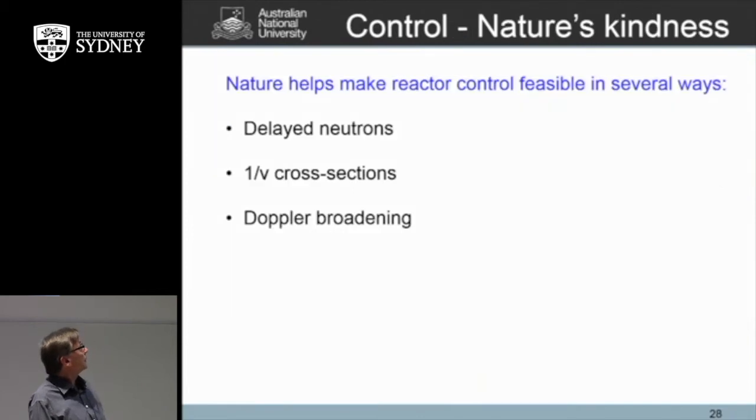All right, now, we want to control the reactor. We want to maintain k near 1. And nature has been very kind to us in a number of ways, and I'm just going to list 3 ways here where nature has made it easier for us to maintain criticality, stable criticality in a thermal reactor. The first one is delayed neutrons. The second one is these 1 on v cross-sections at thermal energies that I pointed out. And the third one is Doppler broadening.